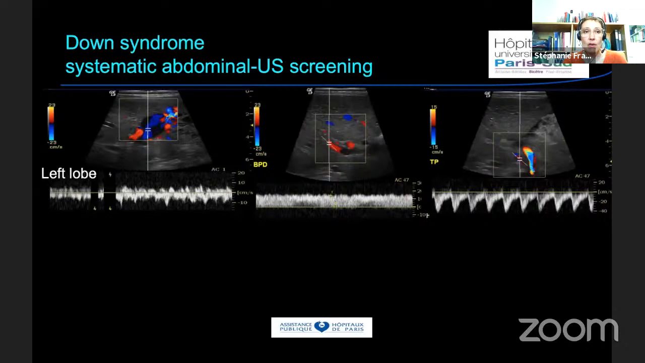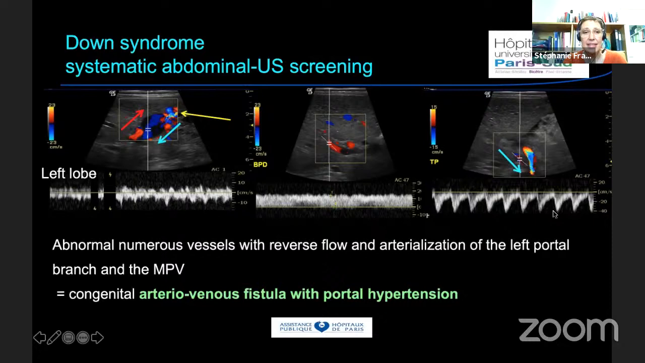Here is a case of a systematic screening in a Down syndrome patient. As you can see, there were abnormal vessels along the left portal branch. We could see a reverse flow in the left portal branch with a normal flow in the artery, a normal flow in the right portal branch, but a reverse and very arterialized blood flow in the main portal vein. So this was a congenital arteriovenous fistula with portal hypertension.